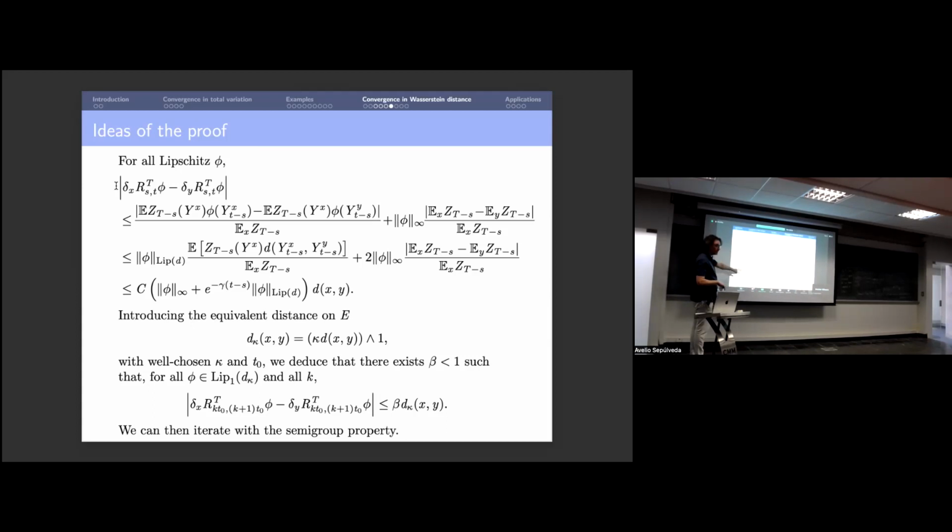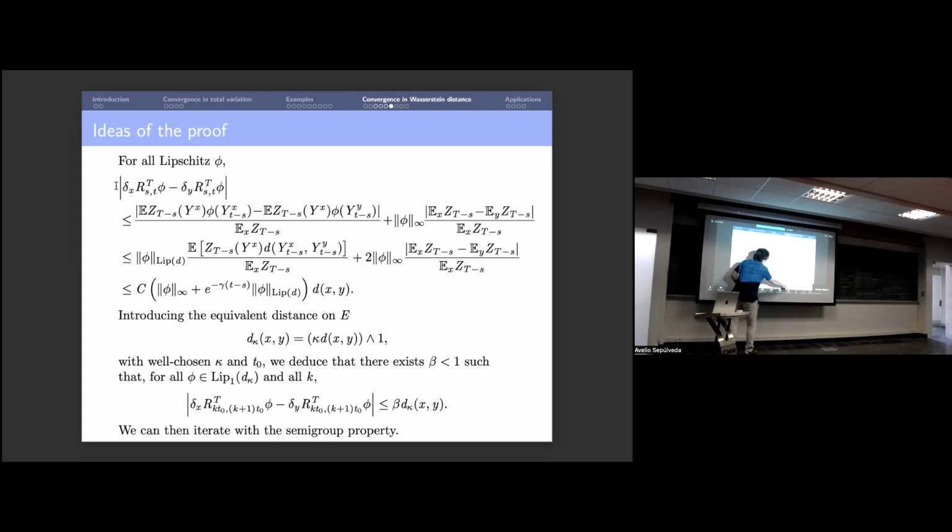Now, the rest is tricky. The idea is, now I need to modify the original distance because it's not going to work for this distance. So I need to spread it and make a cutoff of it with this d kappa distance. It's just technical. And for this distance, I'm going to obtain contraction results. If I choose conveniently kappa and the time t0 here, I'm going to have this contraction property that relies on this estimate, right?